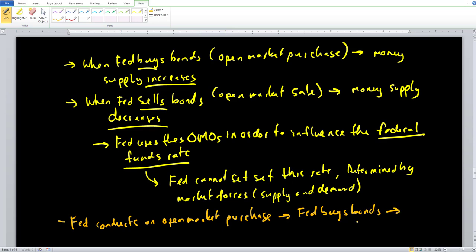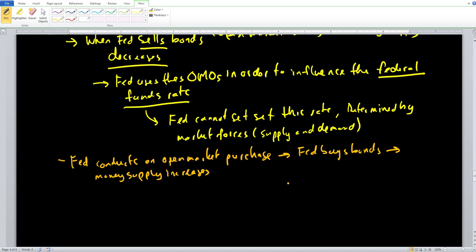And as the Federal Reserve buys bonds, we said that the money supply increases. So once again, hitting on the same notes that we just wrote down a few seconds ago. As the Fed conducts an open market purchase, the Fed buys bonds and the money supply increases. So what impact do you think that's going to have on the federal funds rate? As the money supply increases, interest rates are going to get pushed down. Interest rates go down. And as interest rates go down, that's going to have a huge impact on the economy, and we'll open this up just a little bit more once we hit our next chapter.